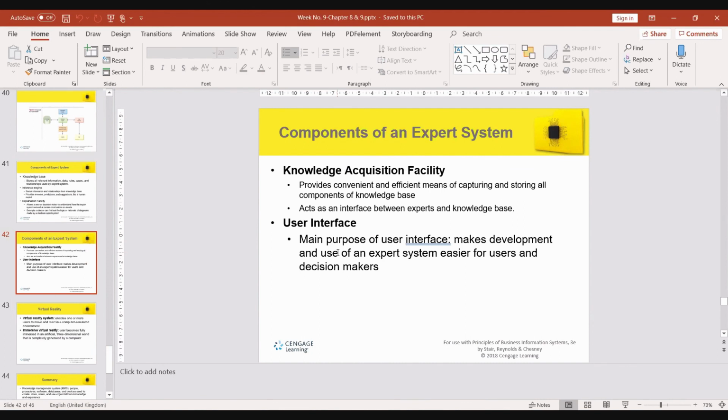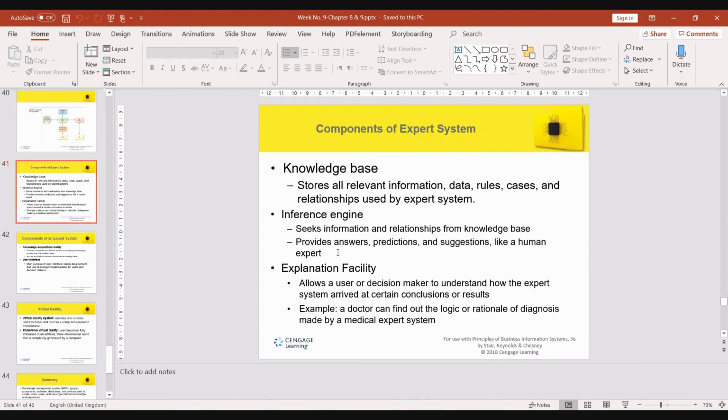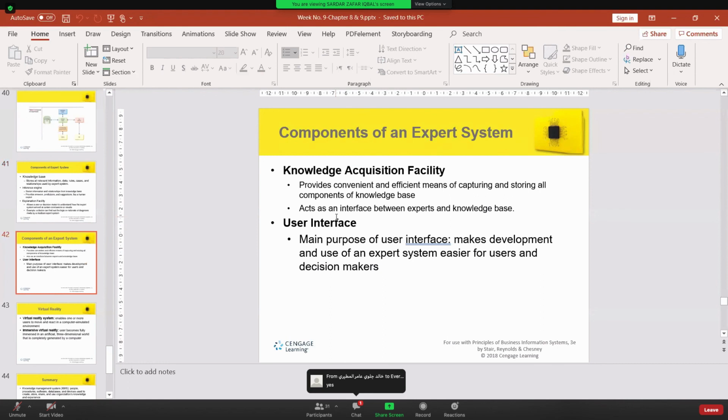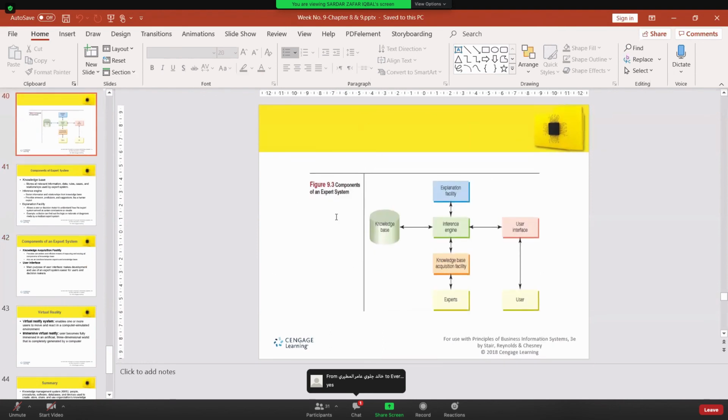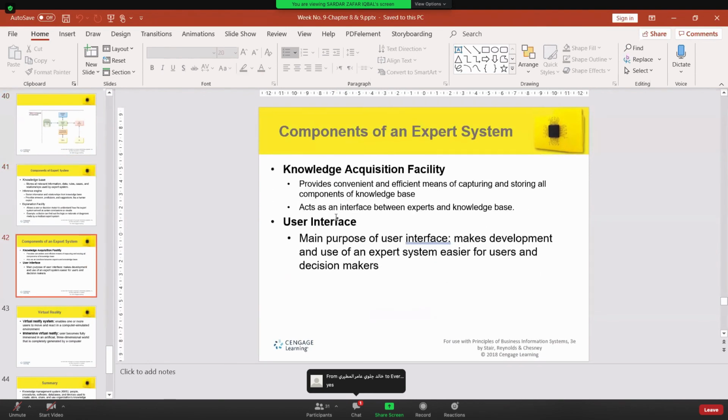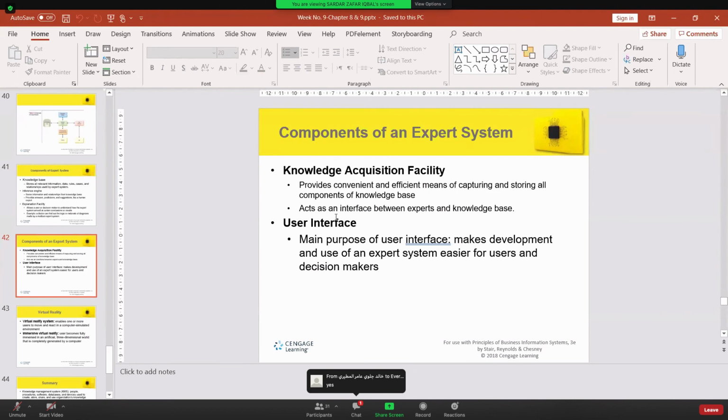Is it clear, guys? Are you getting the points? Yes. Any question, any confusion? Doctor, last one, so that's all. Virtual reality. Yes.